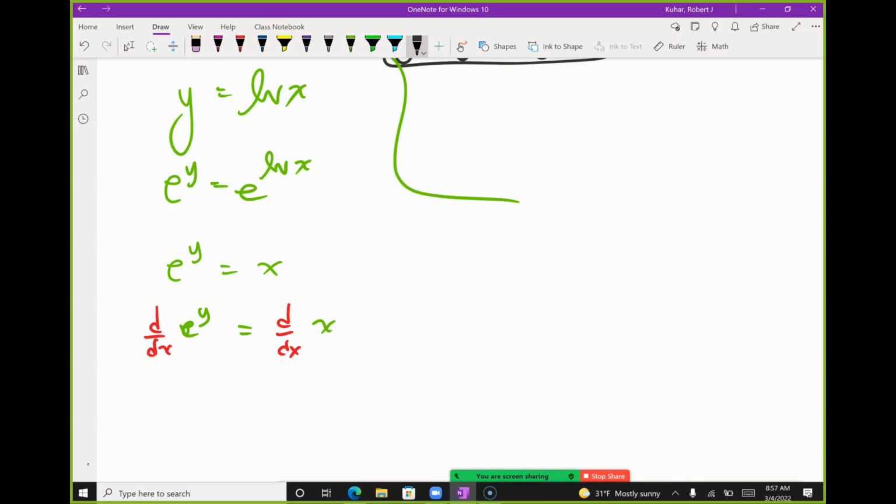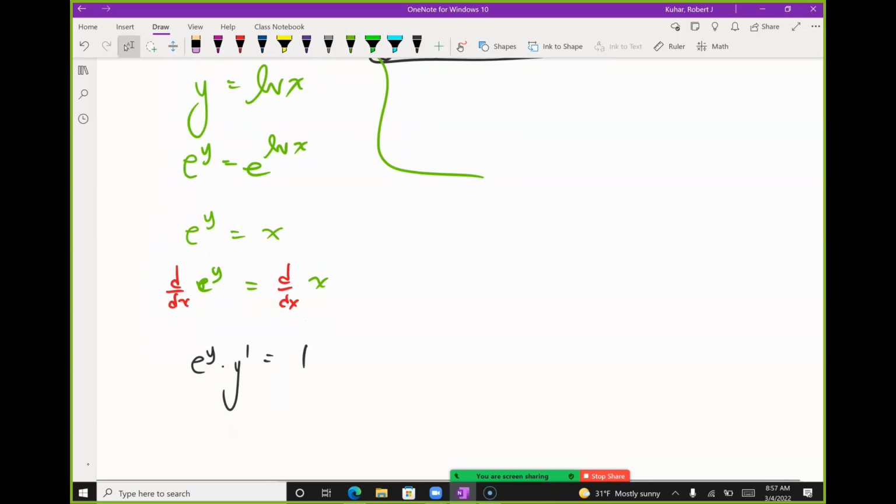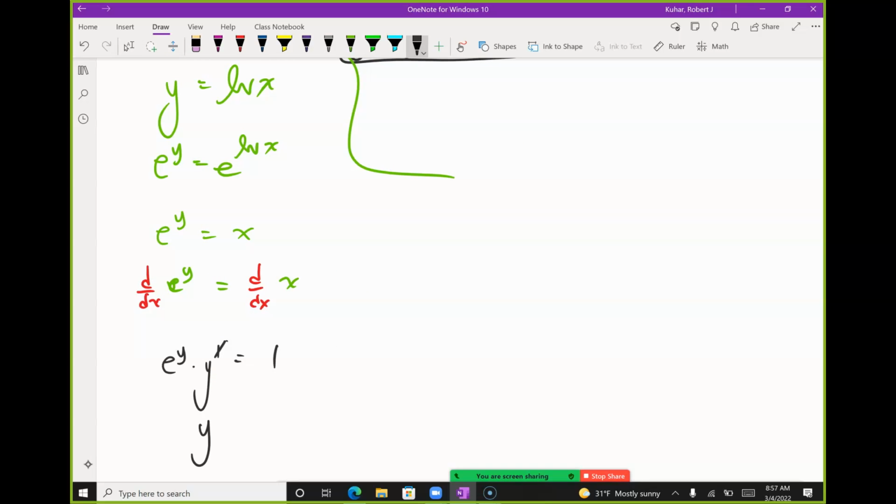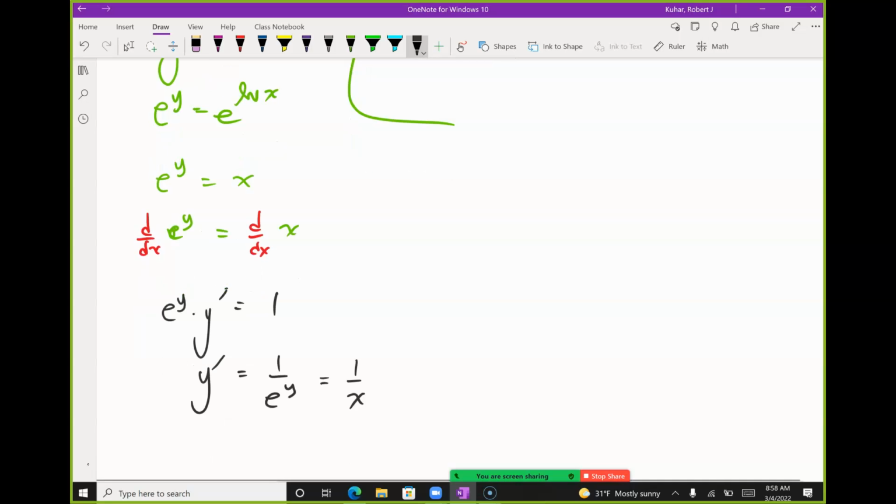And what do I get on the left side here? e to the y times y prime. Good. Equals 1. Remember, I'm solving for y prime, right? I get 1 over e to the y, but look at what e to the y is. On my very same page, what is e to the y? x. Yeah, so I get 1 over x, which we knew, right?